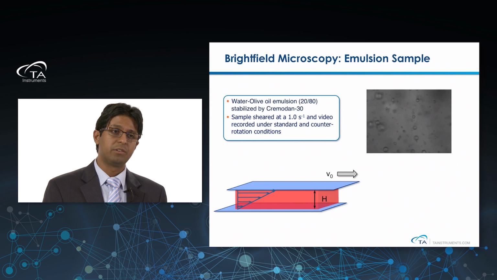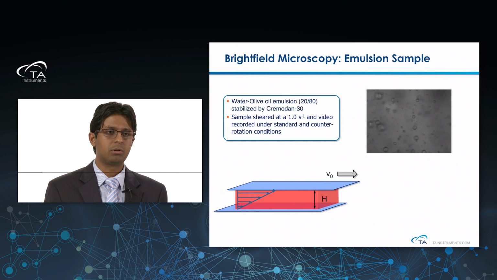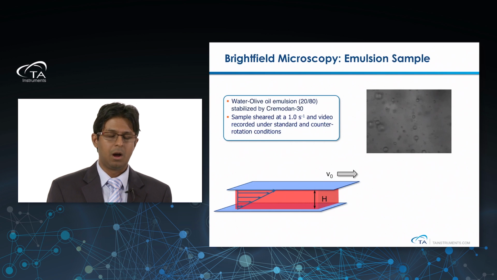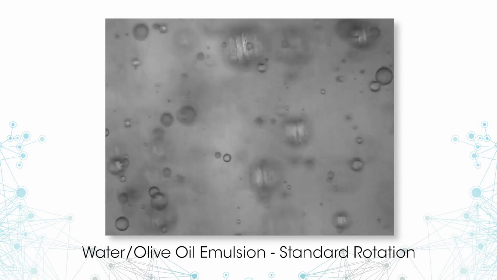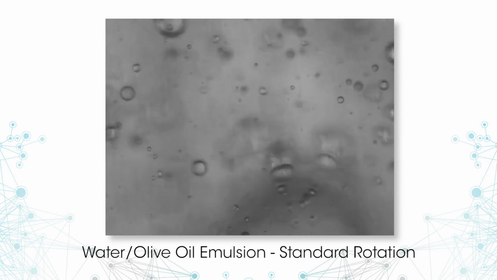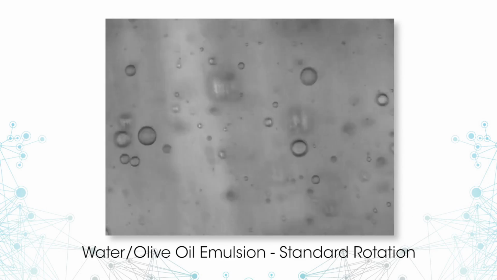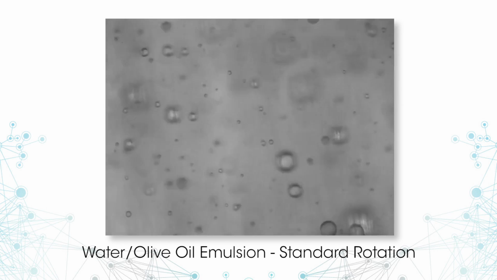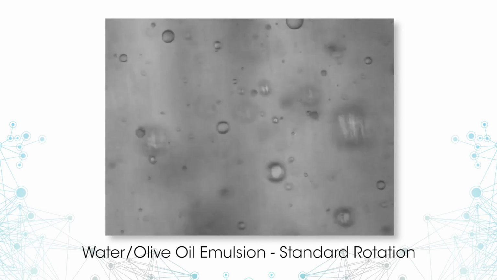Here's another example of an emulsion. This is just a water and oil emulsion. And in this case, we're shearing the sample at a steady rate of about 1 inverse second. And we record the video under both standard and counter rotation conditions. So under standard conditions, we see the emulsion droplets are going past the field of view fairly quickly. So if we wanted to track a feature across time, there's not a lot of time left for that.